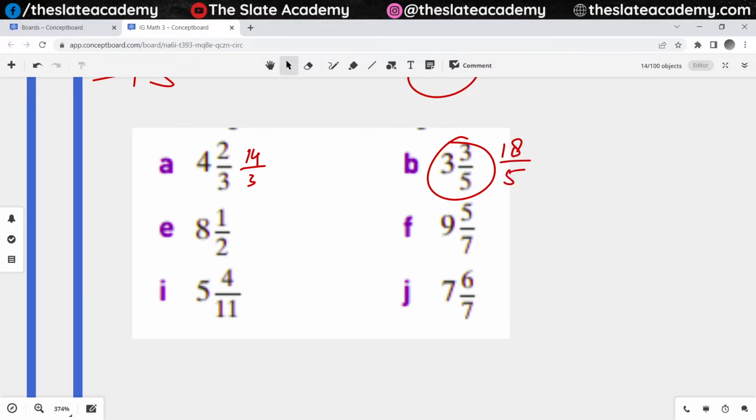Is there anyone who doesn't know how to convert compound fractions into improper fractions? So you all know how to convert compound fractions into improper ones. If you could please solve the remaining part. E, F, I and J.